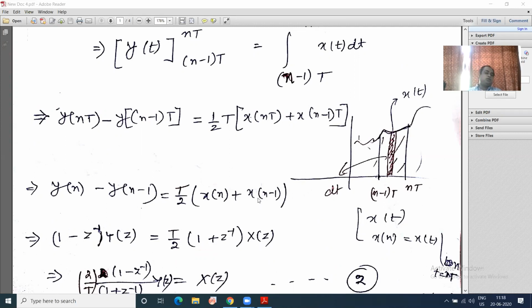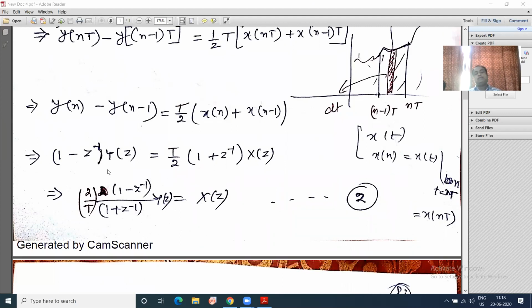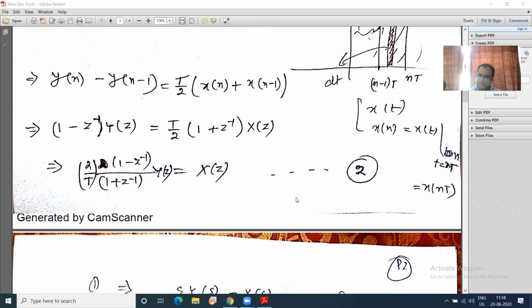All right. Once I do that, I have to take the z-transform. If I take the z-transform, this will be Y(z), this will be z inverse Y(z). Then if I take common, 1 minus z inverse times Y(z) equals T/2 times 1 plus z inverse into X(z). Then this will be equal to 2/T times (1 minus z inverse)/(1 plus z inverse) times Y(z), which is equal to X(z). So I am writing 2/T times (1 minus z inverse)/(1 plus z inverse) into Y(z) will be your X(z). I hope this is all right.